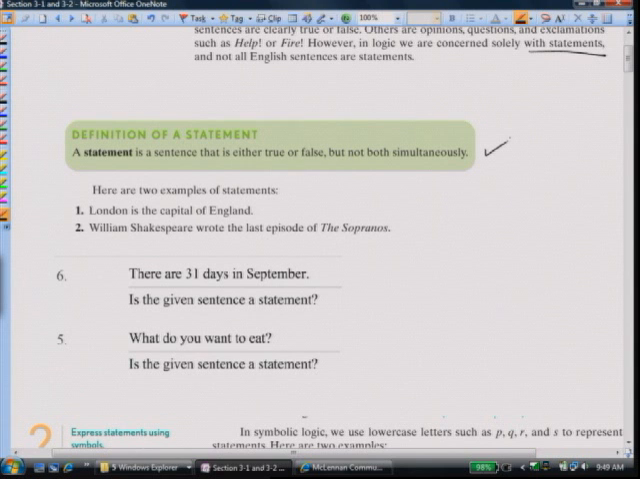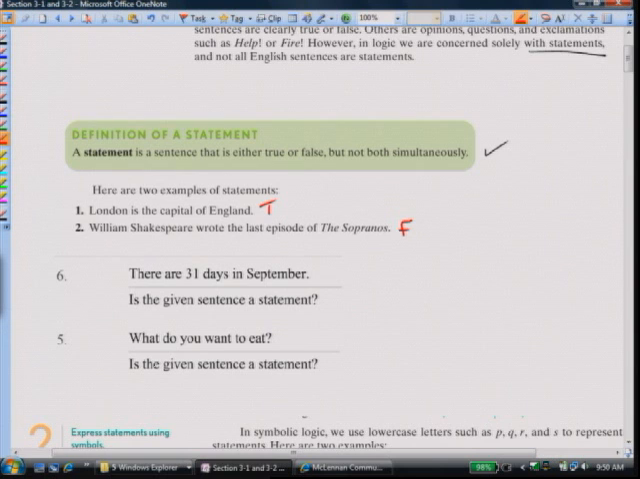All right, here are 2 examples of statements. London is the capital of England. That's a true statement. And William Shakespeare wrote the last episode of The Sopranos, which is a false statement. So we've got a true statement and a false statement. They're both statements, though.